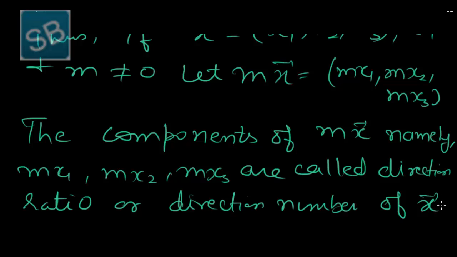So from here we get that cos alpha, the cosine of the angle between vector x and the x-axis, gives the direction number of vector x in the x direction. Cos beta gives the direction number of vector x in the y direction, and cos gamma gives the direction number of vector x in the z direction. So this was all about the direction cosines and direction angles of a vector.